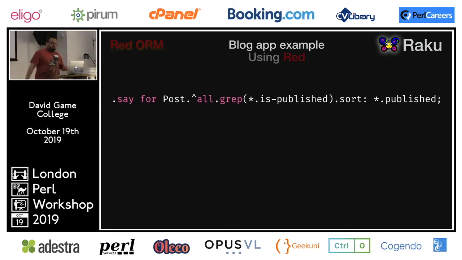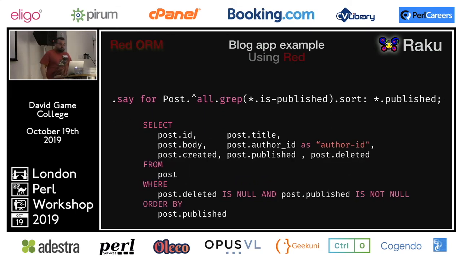So it would run this SQL. You can see that the where is filtering the published posts. It's being ordered by publish, and everything on only one access to the database.